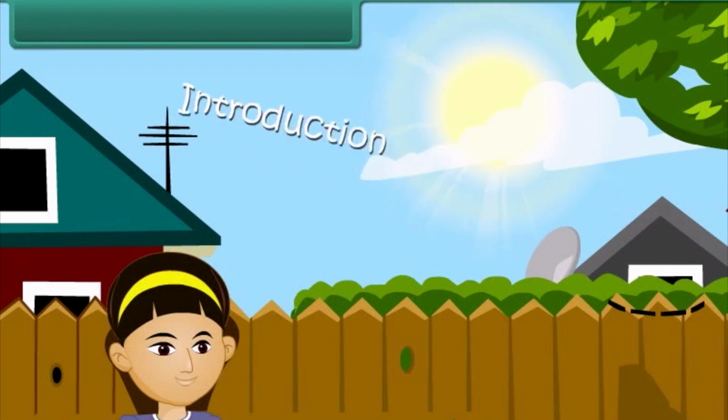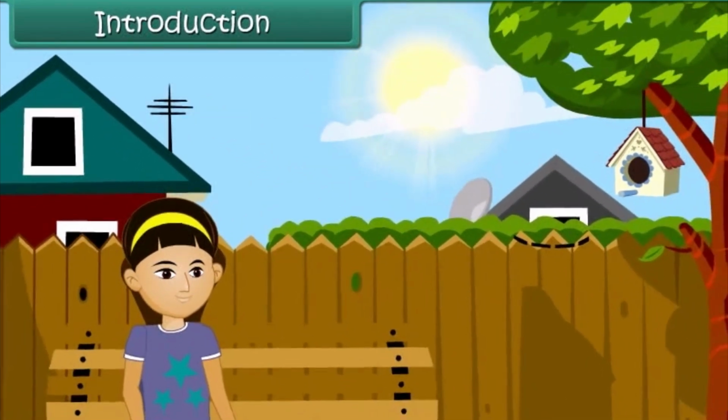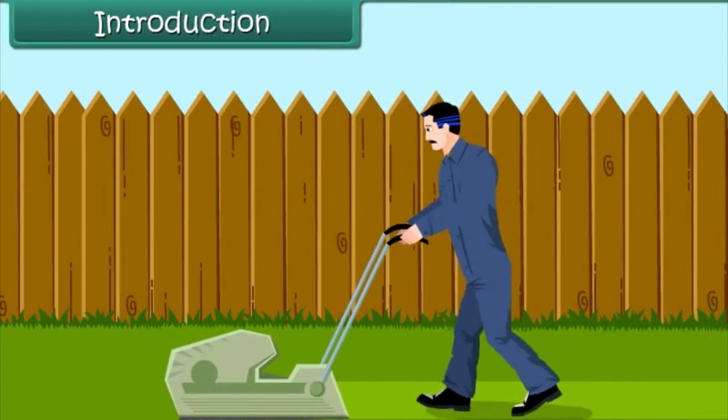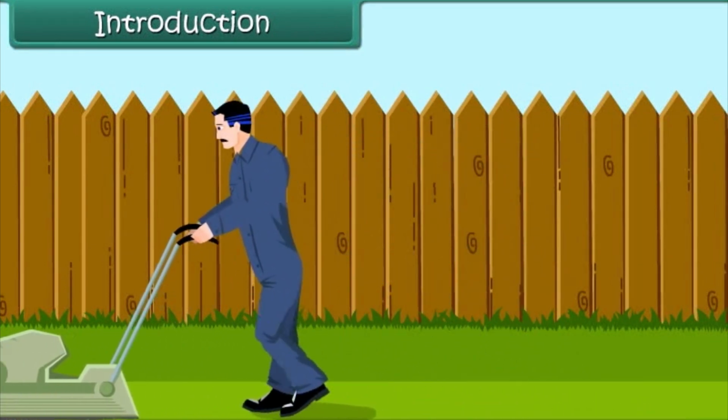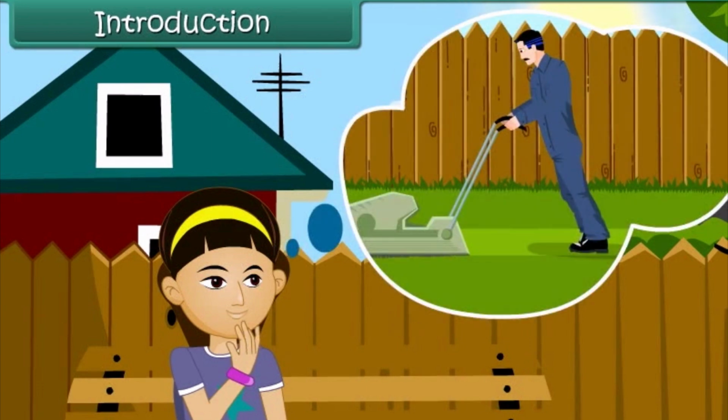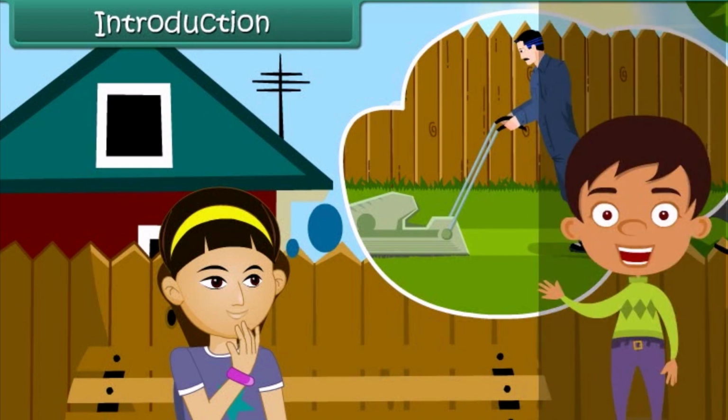Introduction. On a bright Sunday morning of December, Shreya is sitting in her lawn. She watches that the gardener is mowing the lawn. Shreya wonders if it is possible to find out how much surface the gardener covered while mowing the lawn. She also wants to know if the boundary of the lawn has another name in mathematics. In this lesson, we will discuss areas and perimeters.